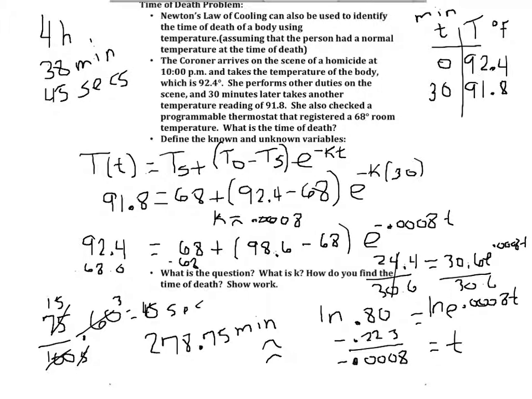And so that would have been 4 hours back would have been 6 p.m. Subtract 38 minutes off of that hour, it would have been 5:22. And then 45 seconds off of that would have been 5:21 and 15 seconds. So 5:21 and 15 seconds PM is the time of death.